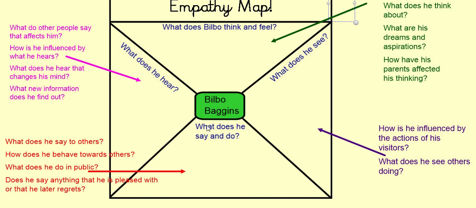So what does he say and do? So what does he say to others? How does he behave towards others? And what does he do in public? Does he say anything that he is pleased with or that he later regrets? So how does he act? What does he say? What does he do? And how does this perhaps give across why he goes on the adventure? So can we answer all of those questions and fill out that final section? What does he say and do?